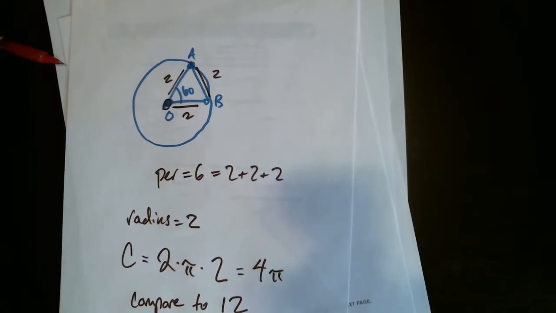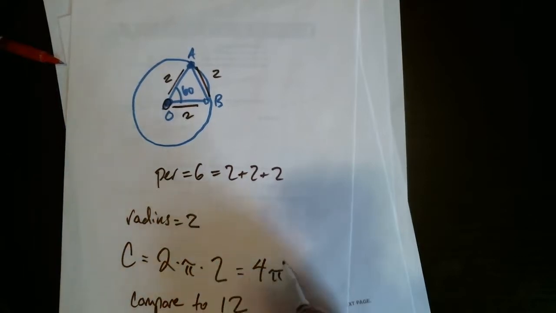And if pi were 3, then they would be equal. But pi is not exactly 3. So pi is bigger than 3. So 4 pi is the winner over 12.